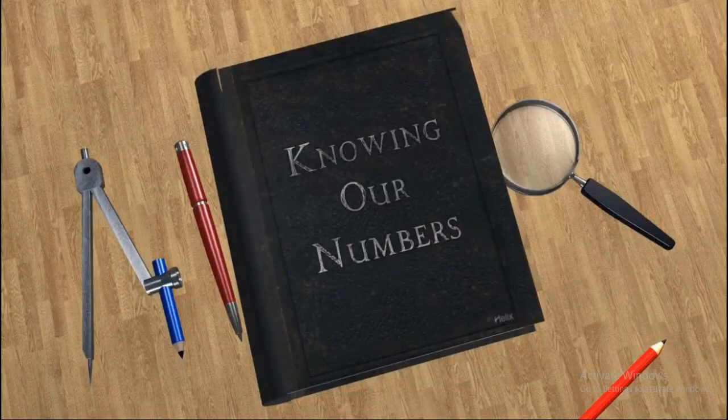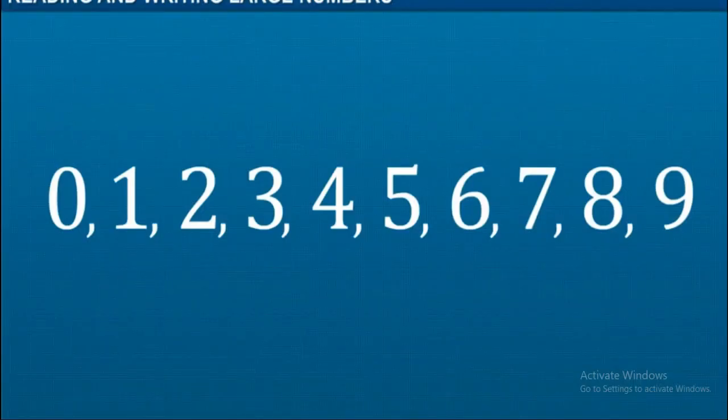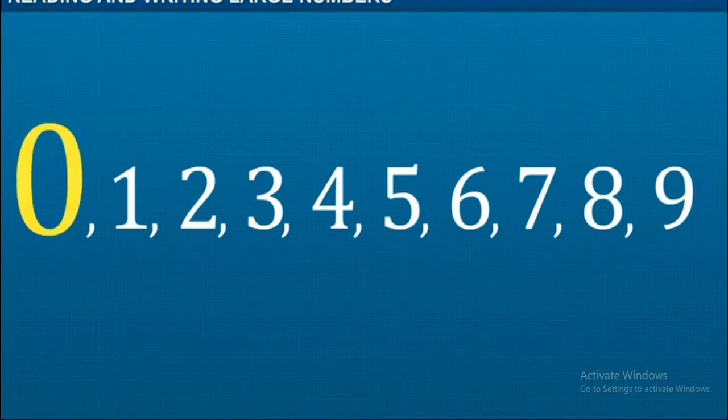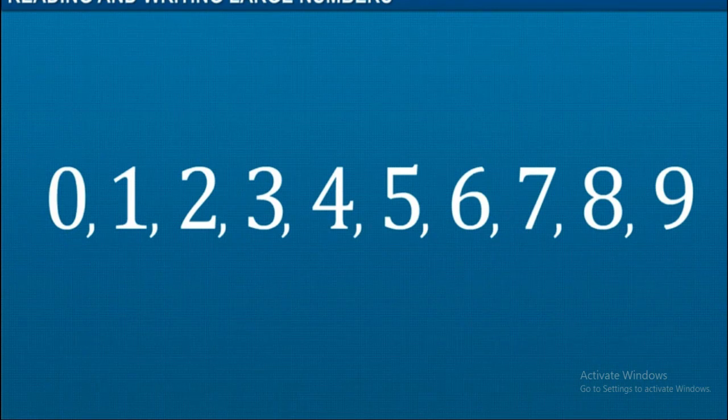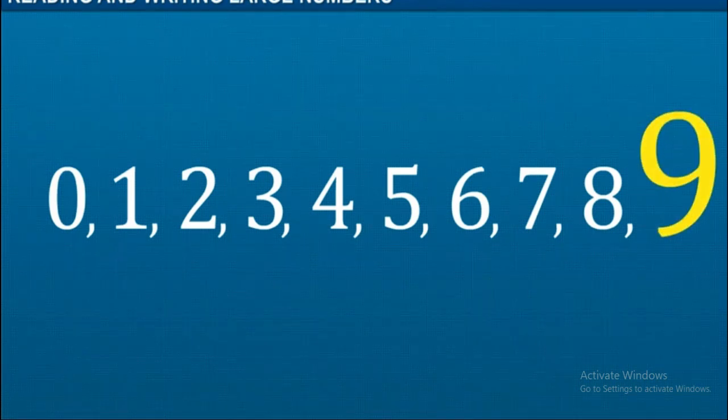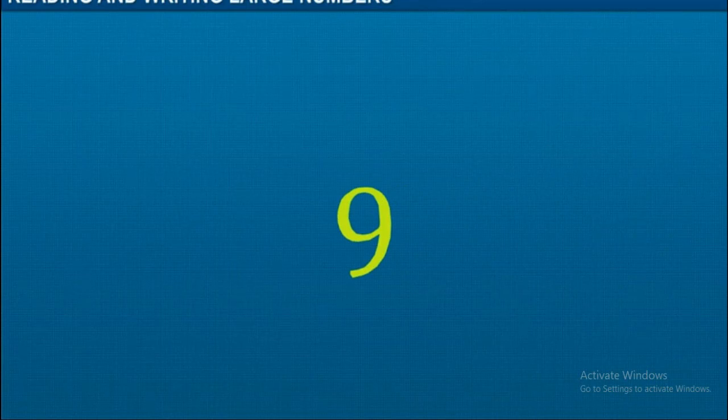Large numbers. The numbers 0 to 9 are the single-digit numbers that are used to form other numbers. The smallest single-digit number is 0, and the greatest single-digit number is 9.